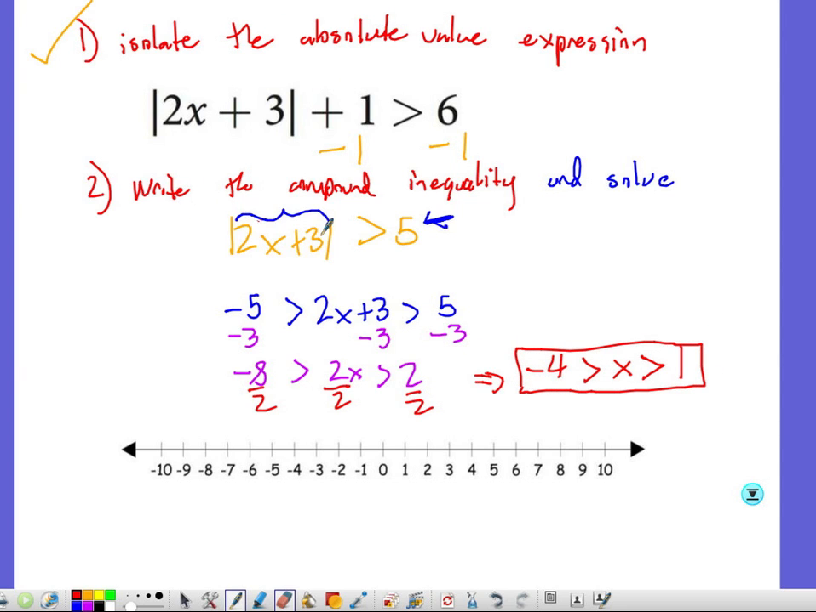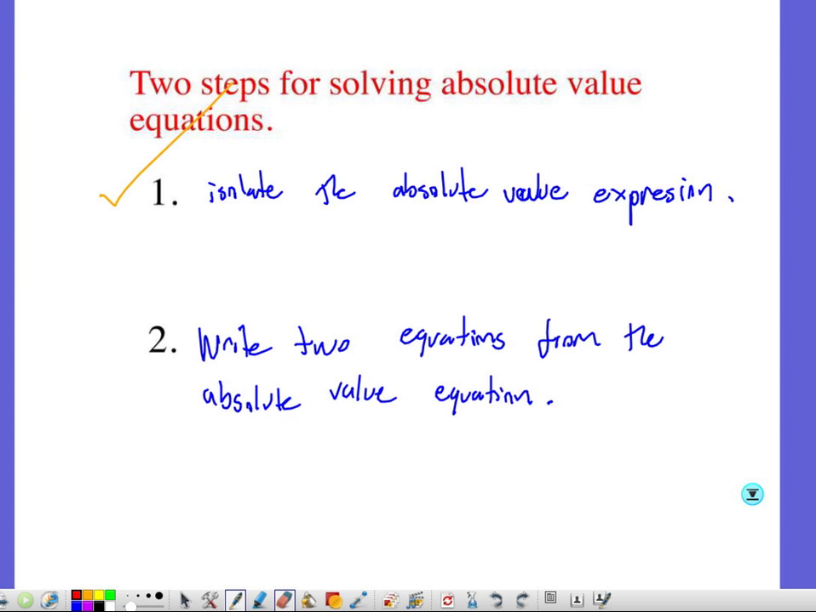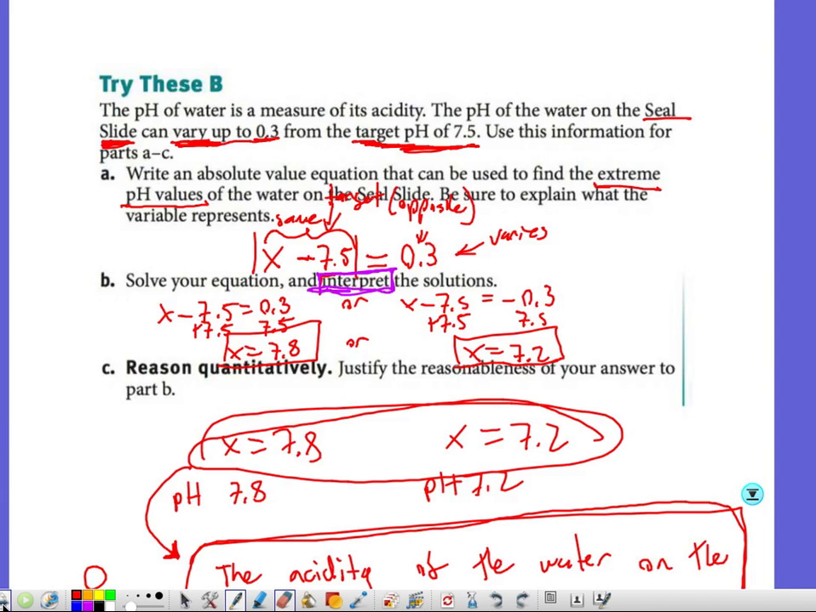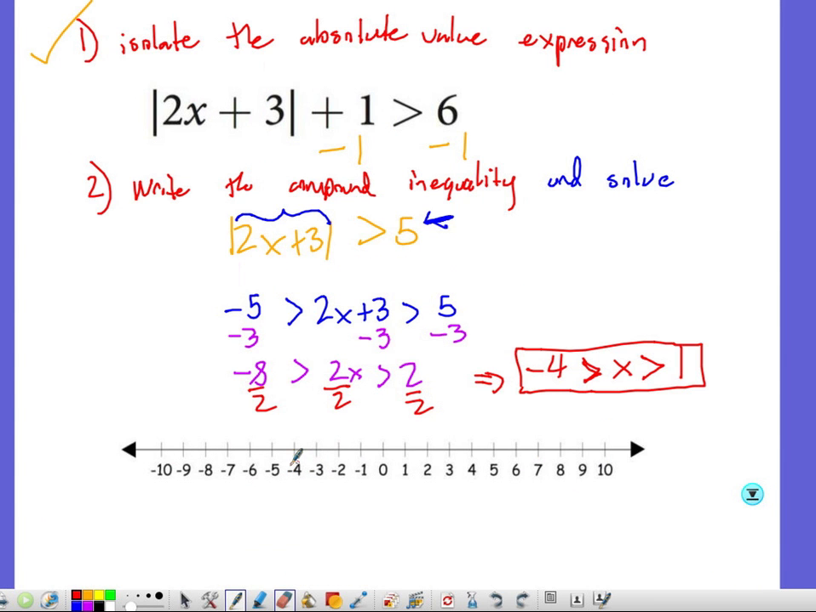You have to follow these 2 steps. Now we can go ahead and put our 2 points on there. Going all the way back to my box, since I have greater than, I'm going to use open circle. So we have an open circle on negative 4, and we have an open circle at 1. Remember, once we have our absolute value isolated, if the absolute value is greater than whatever number is here, that always means we're going to shade on the outside.